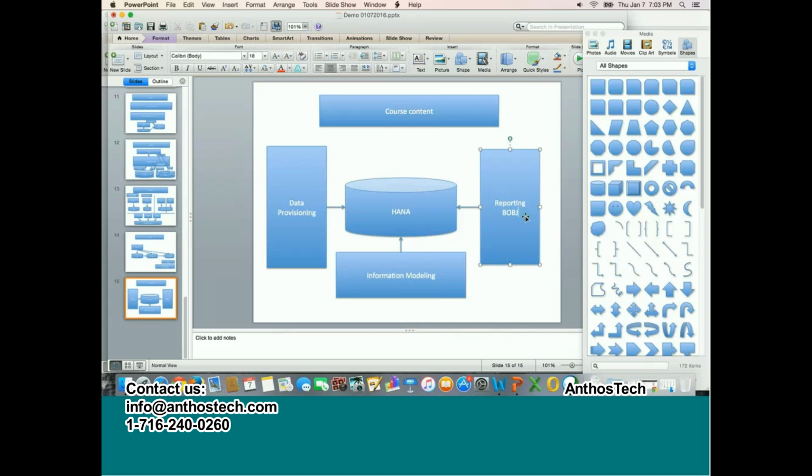Sunil, I have a question. Sorry to interrupt you. No problem. The data provisioning thing, is it the data migration? No. Data provisioning and data migration are different. Data provisioning is loading the data into HANA.